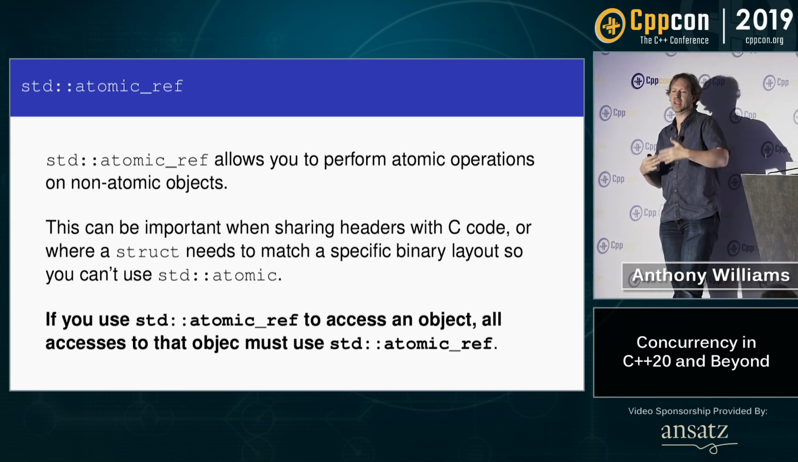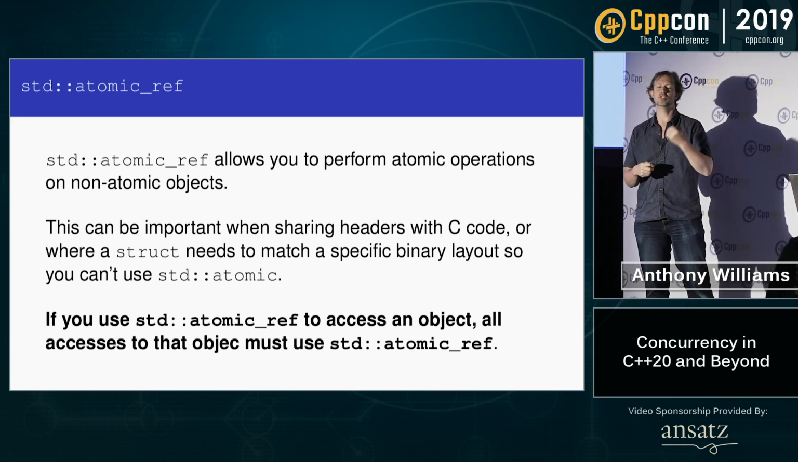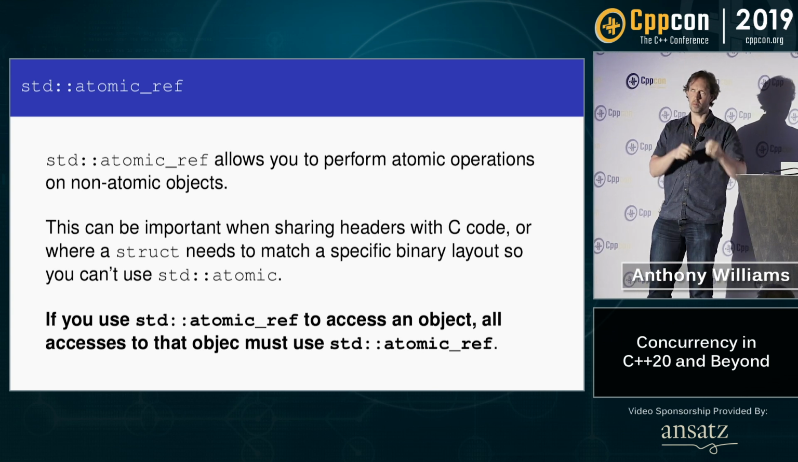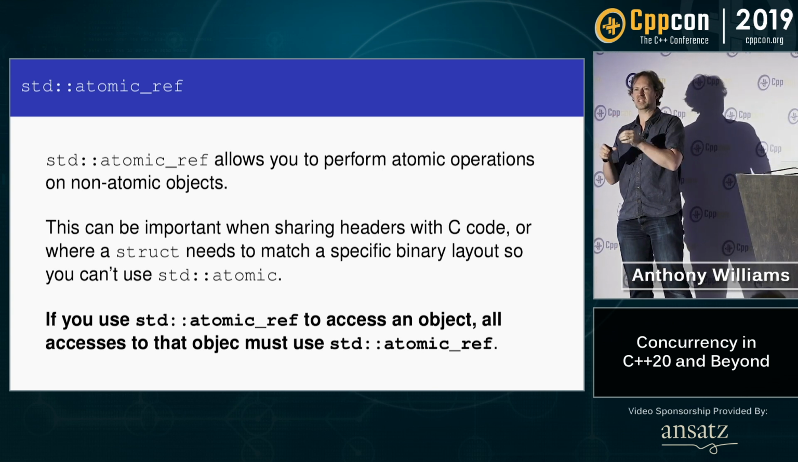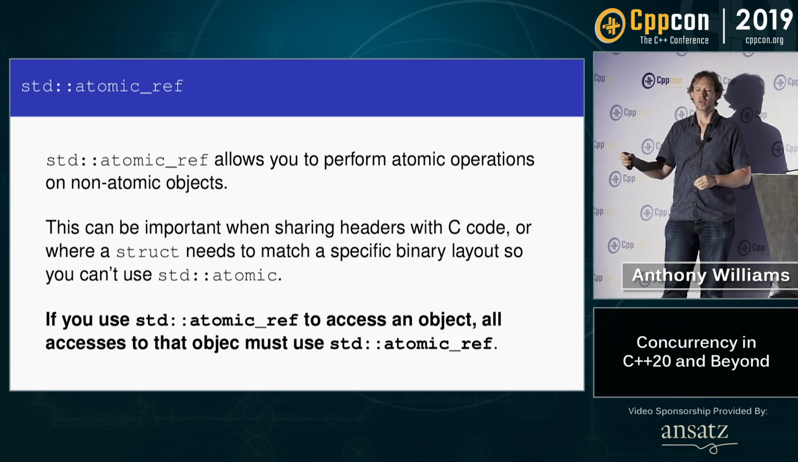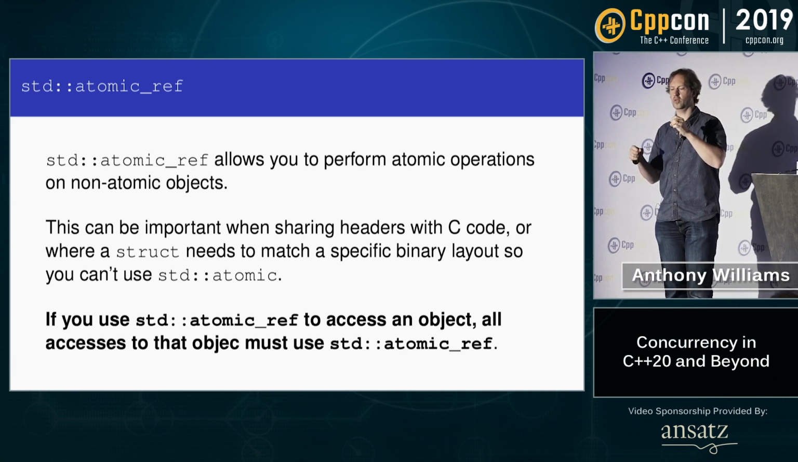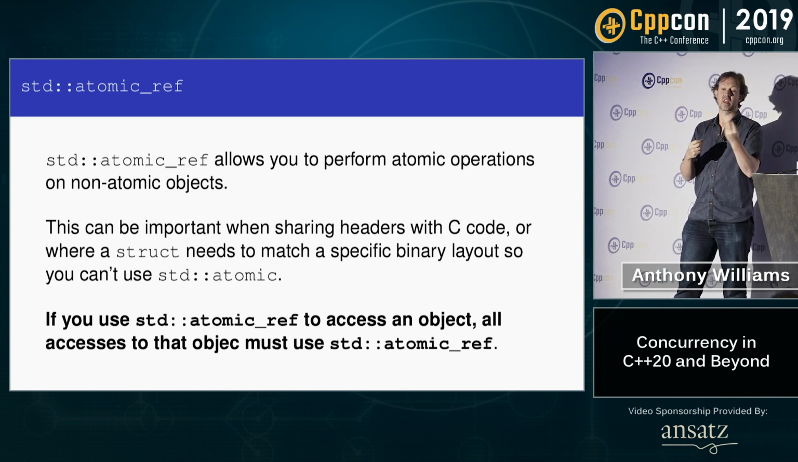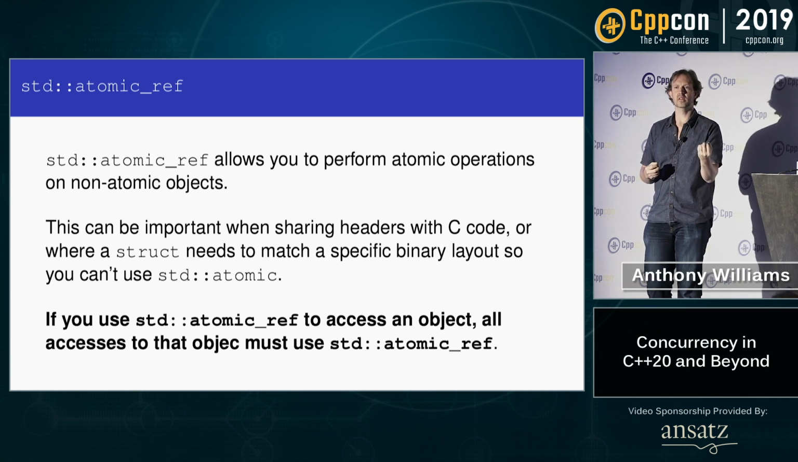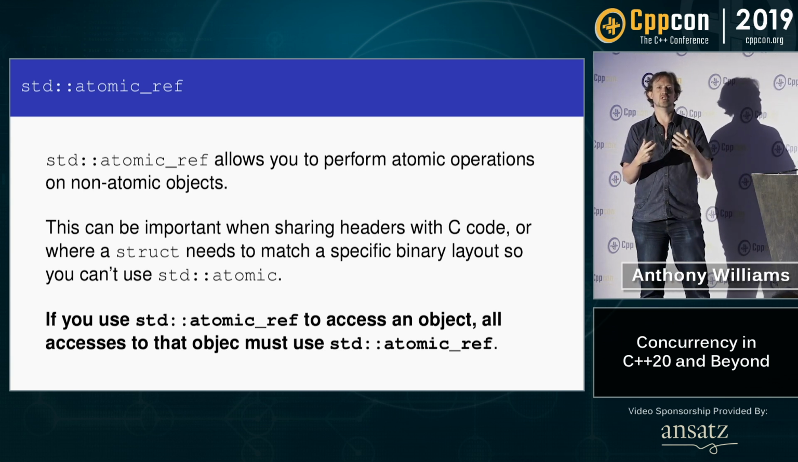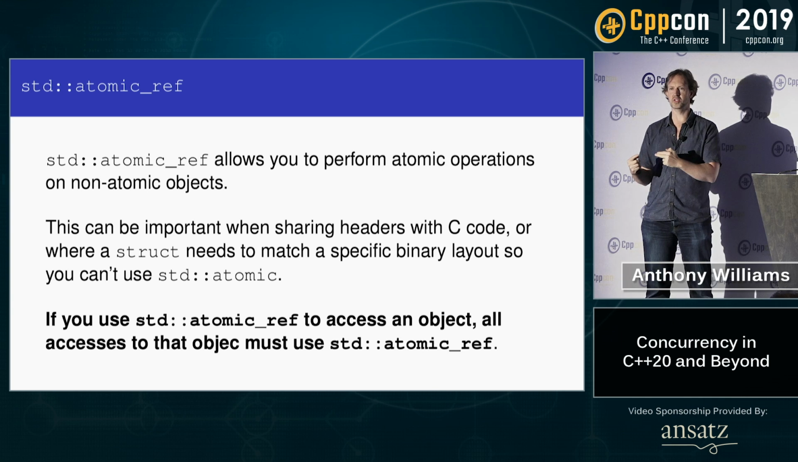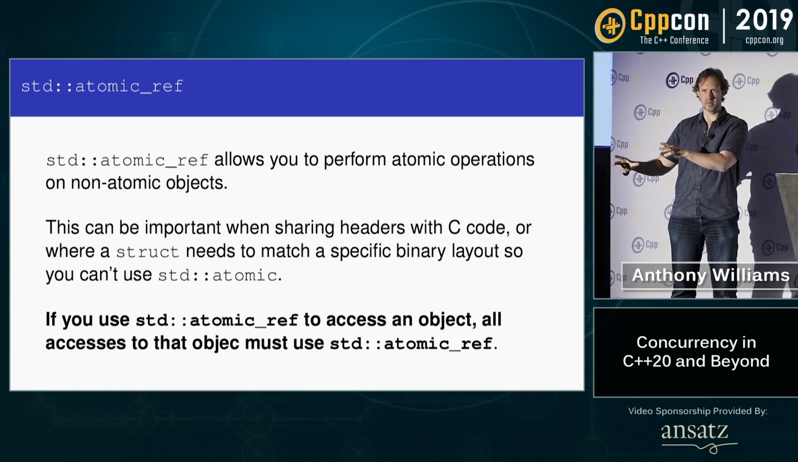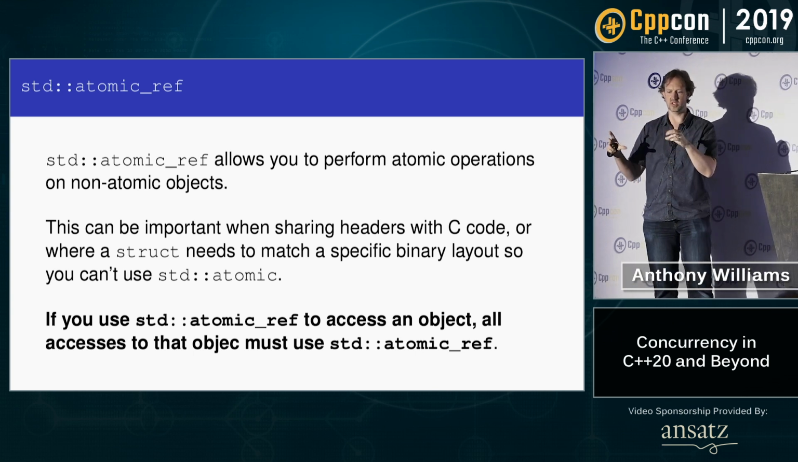So the third extra thing for the atomics is we have atomic ref. Now this allows you to perform atomic operations on objects that are otherwise non-atomic. And this can be important when you've got something shared in headers with C code, which then obviously can't use standard atomic, or you've got a struct or something where the binary layout is very important and you've carefully selected the binary layout so that it matches something external to your system, but you still want to perform atomic operations.